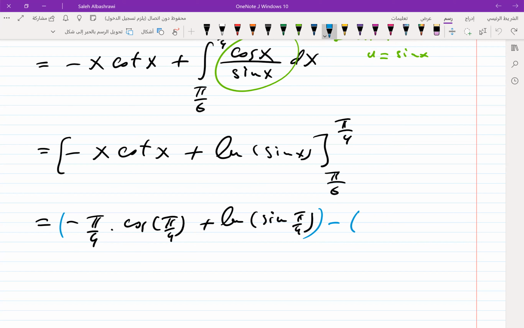That will be minus pi over 6 cotangent pi over 6 plus ln of, it should be written down, and now we have space.